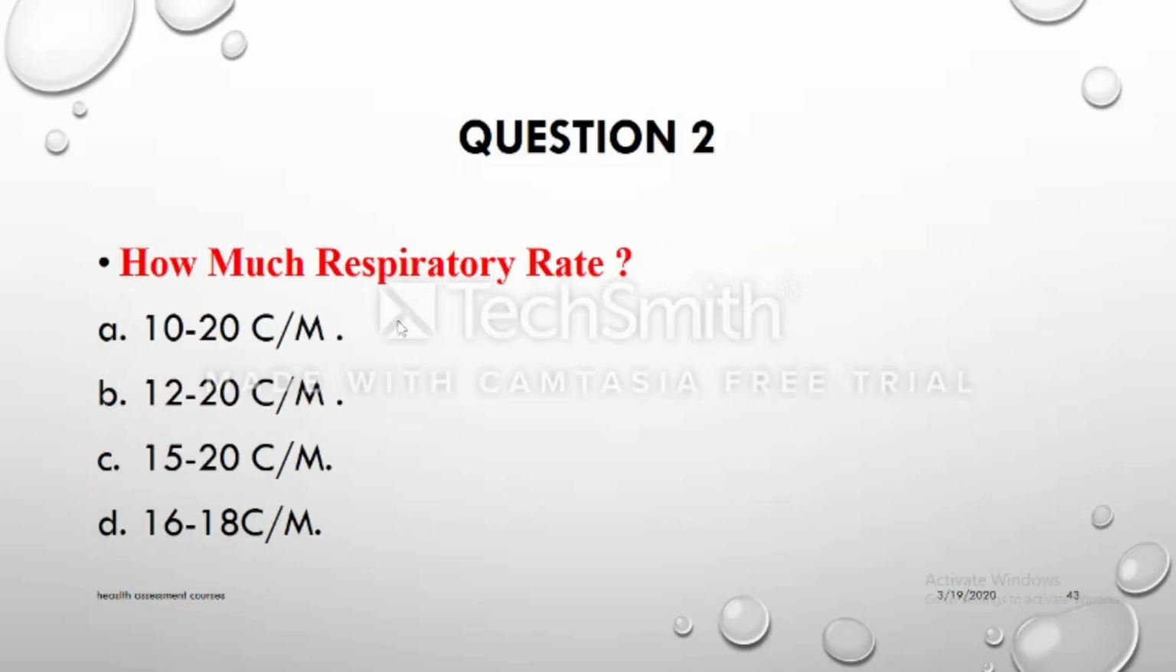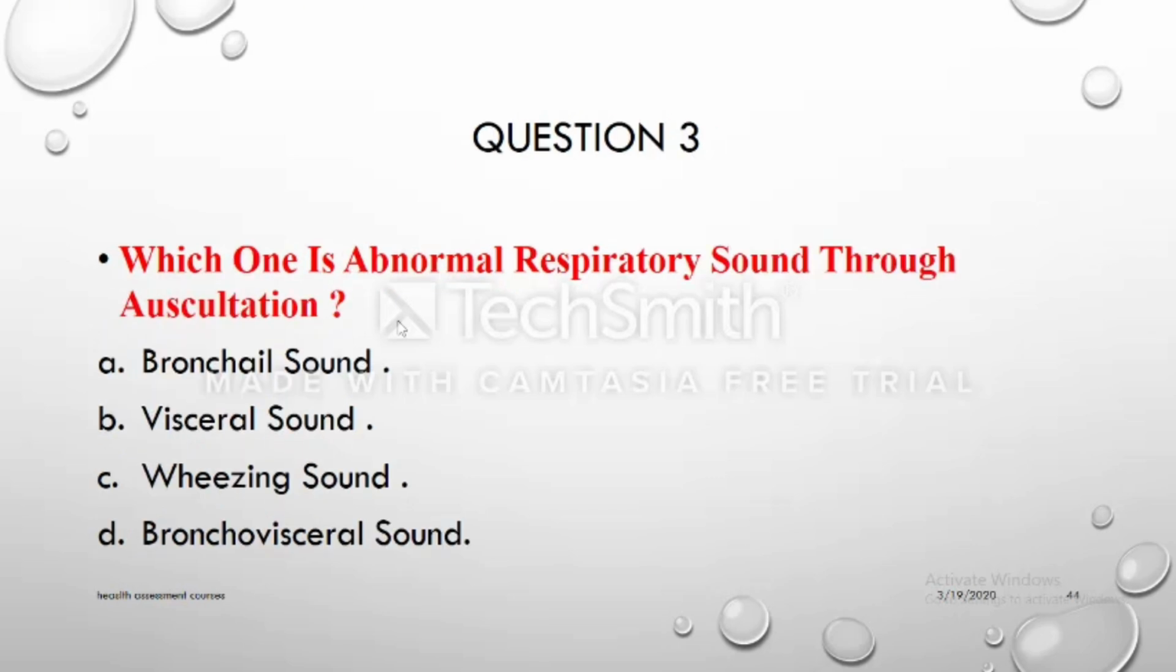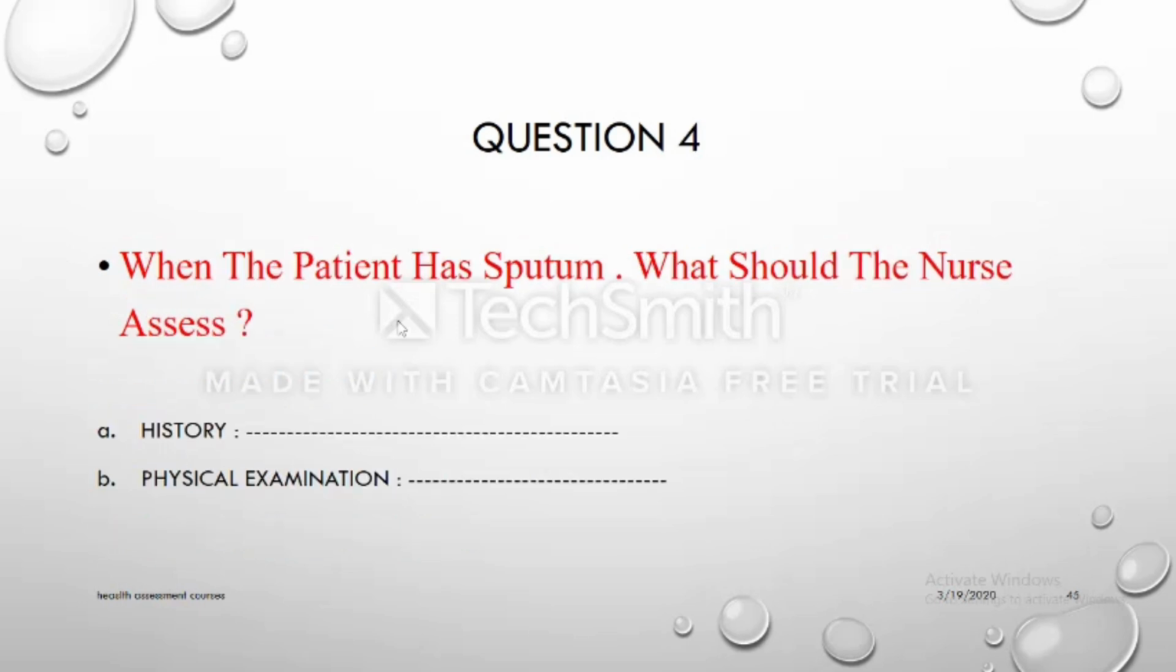طيب how many respiratory rate normal value: 10 to 20 cycle per minute ولا 12 to 20 cycle per minute ولا 15 to 20 cycle per minute ولا 16 to 18 cycle per minute؟ طبعا الإجابة B. Which one is abnormal respiratory sound through auscultation؟ طبعا wheezing sound من الصورة دي، يبقى الإجابة C. طيب نشوف السؤال الرابع.